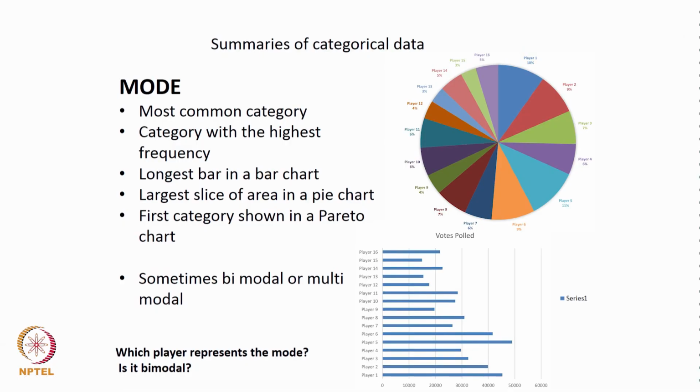Now, we look at how to summarize categorical data, and one important way of summarizing categorical data is by what is called the mode. So, we will look at mode and other summaries of categorical data and numerical data in the subsequent lecture.